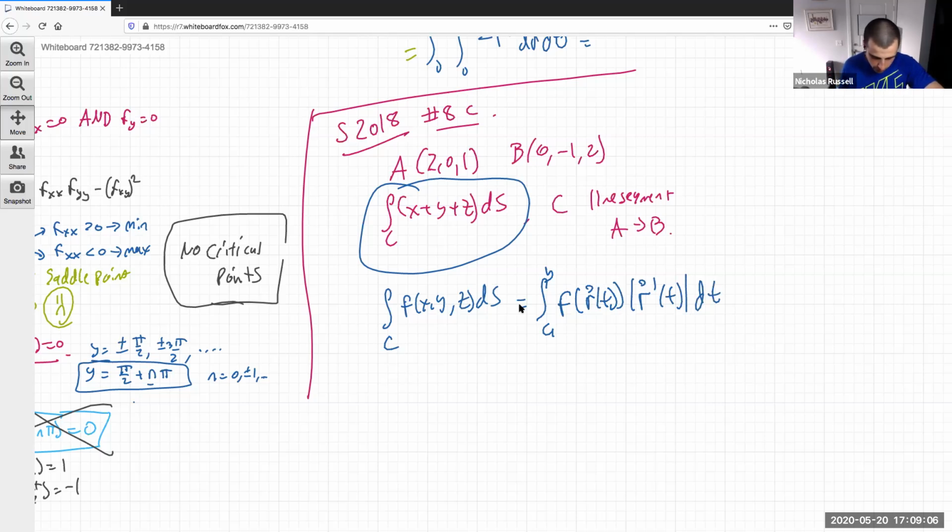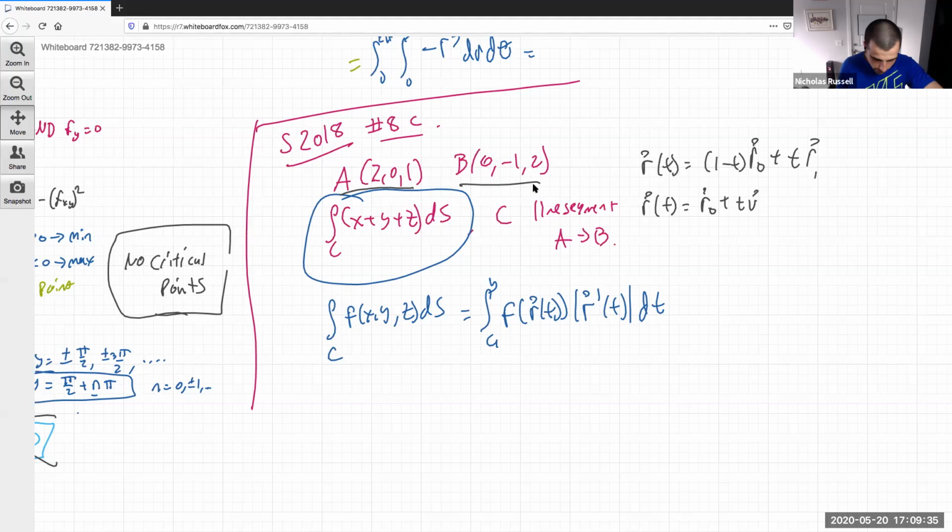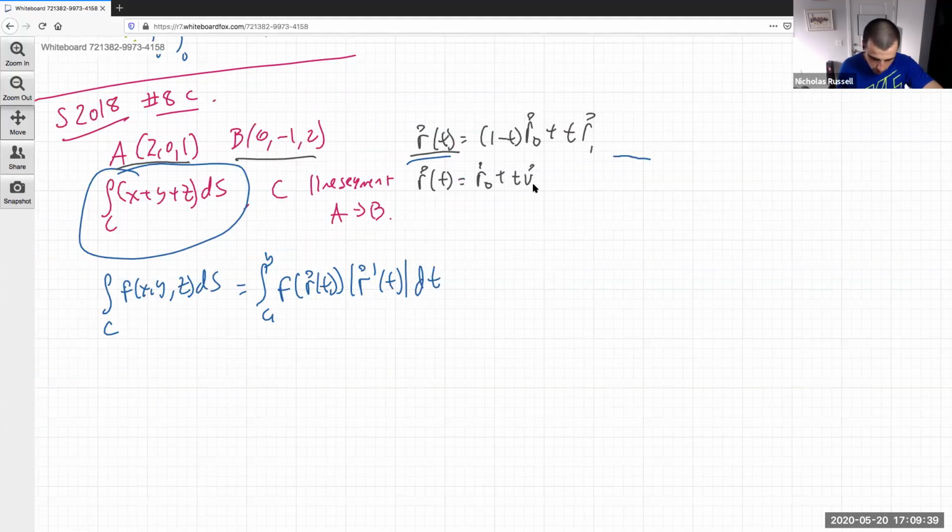So in order to parameterize this curve, I am doing this line segment from A to B. The formula for parameterizing a line segment is r(t) = (1 - t) r0 + t r1. If you didn't want to use this technique, you could also use r(t) = r0 + t v and find your direction vector. I'll show both ways. Using this first way, r0 is A and r1 is B. So this is (1 - t) times (2, 0, 1), plus t times (0, -1, 2).